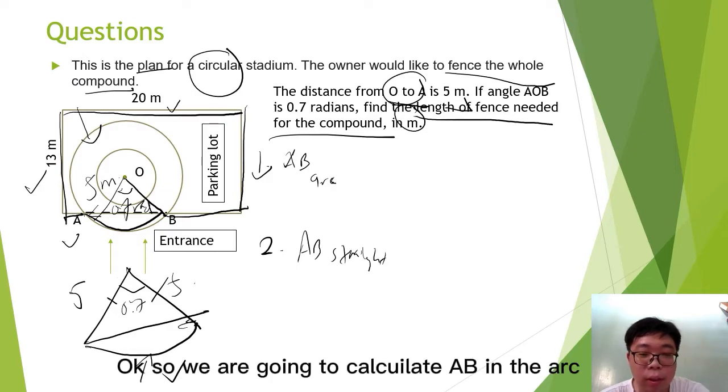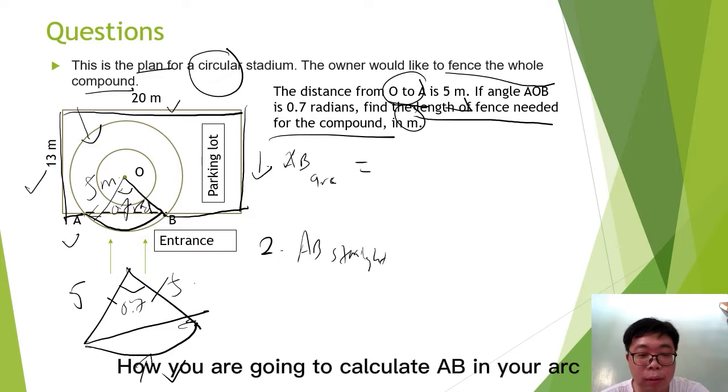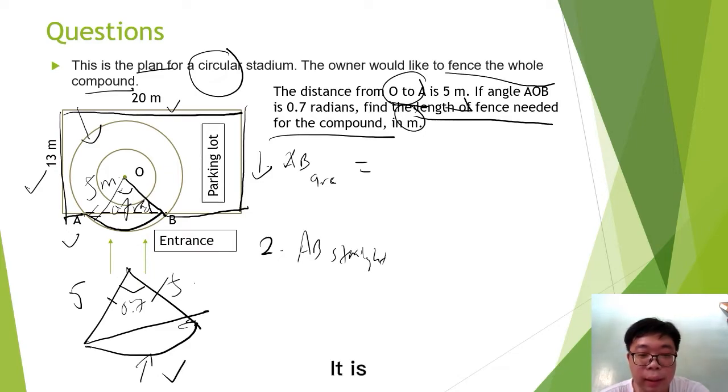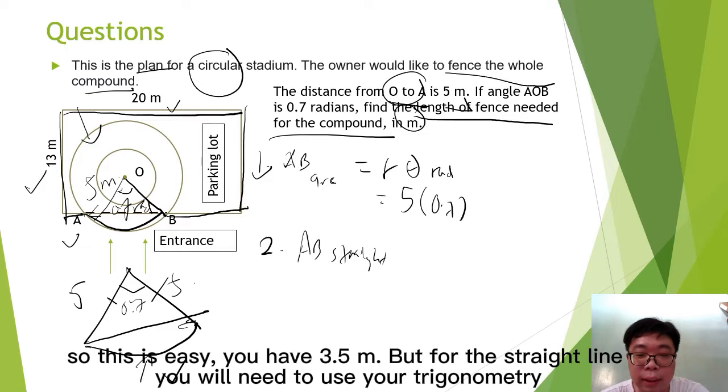Okay, so we are going to calculate AB in the arc. How are you going to calculate AB in your arc? It is S equal to R theta, radian. So what is your R here? Your R is 5, theta radian is 0.7. So this is easy. You have 3.5 meter.